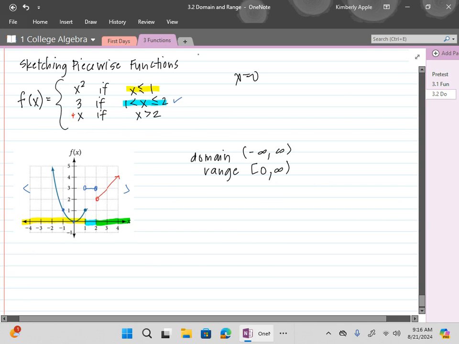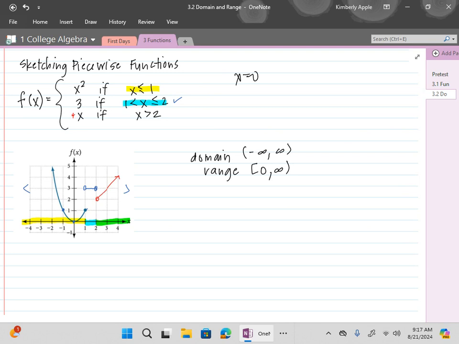Okay. So to determine which formula you apply for a particular x, you need to find which domain it falls in and use the associated formula. So you almost work it backwards this way. Okay? And I think that's it for today. Long lecture today.